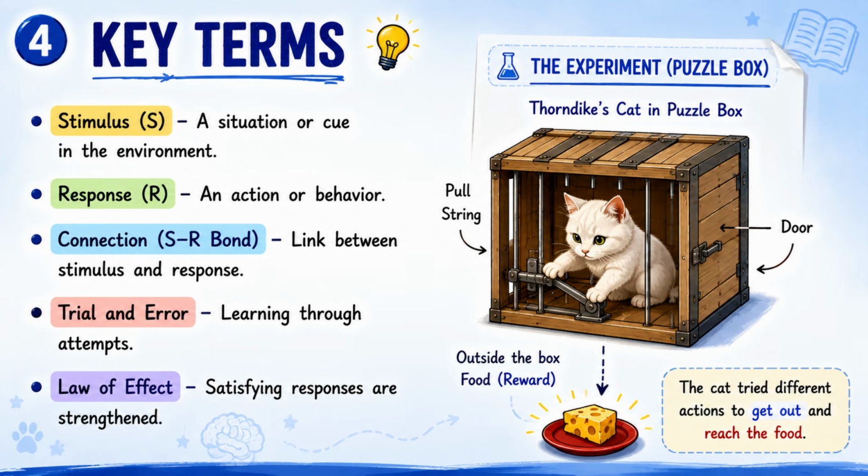A response is the action or a behavior shown because of the stimulus. Now, when the correct response is repeatedly connected with the stimulus, it forms a connection, which is also called the SR bond. Another important term is trial and error. It means learning by trying different methods, making mistakes, and finally finding the correct solution.